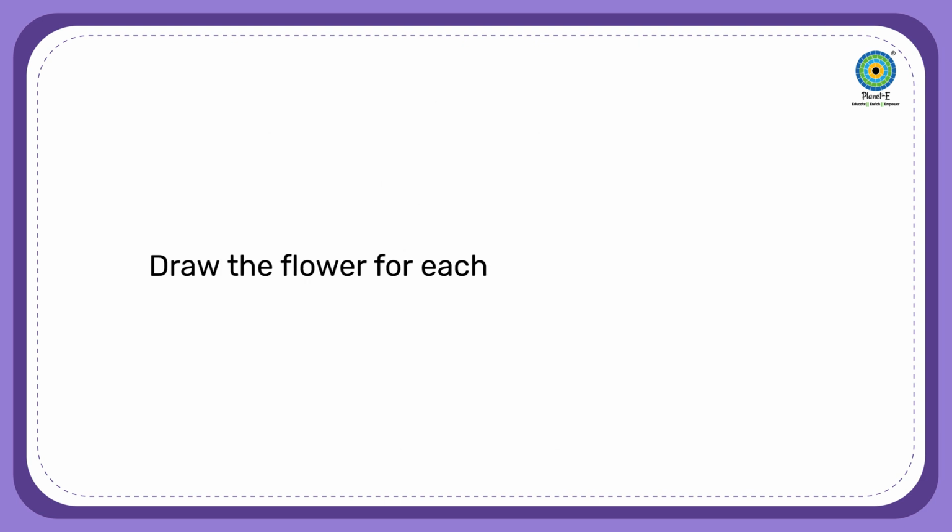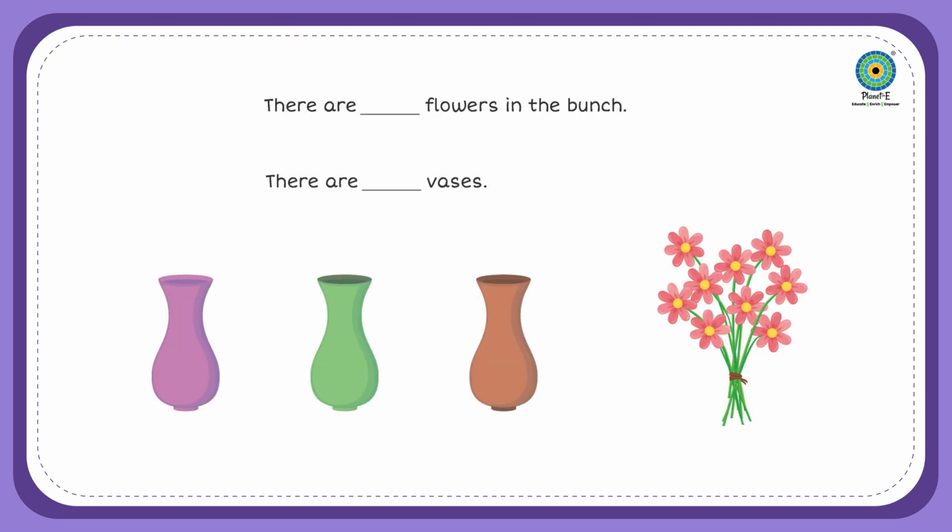Draw the flowers for each vase as you distribute. Count the flowers in the bunch. 1, 2, 3, 4, 5, 6, 7, 8, 9. There are 9 flowers in the bunch.